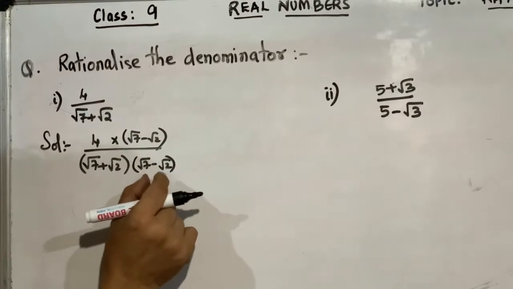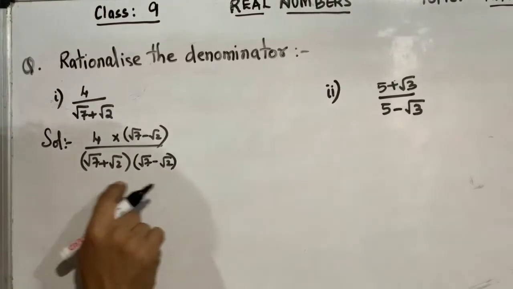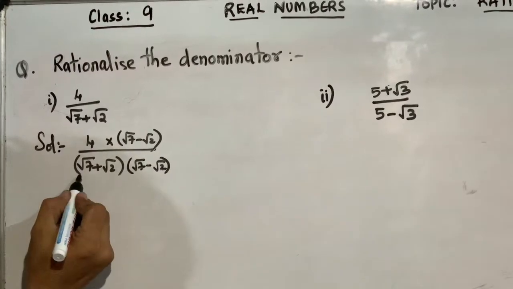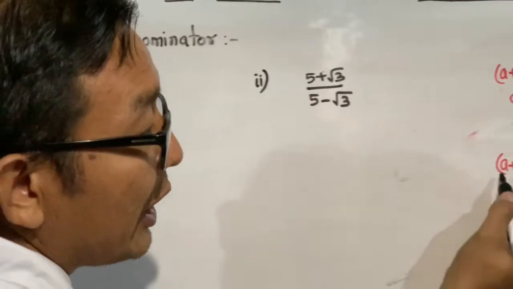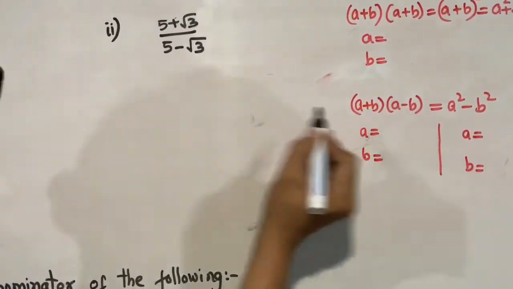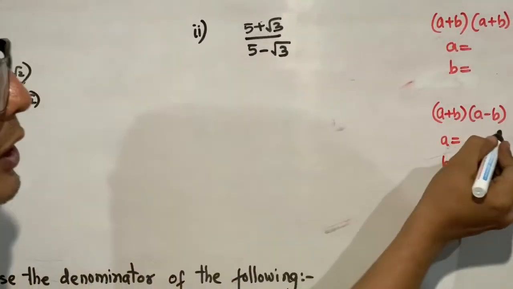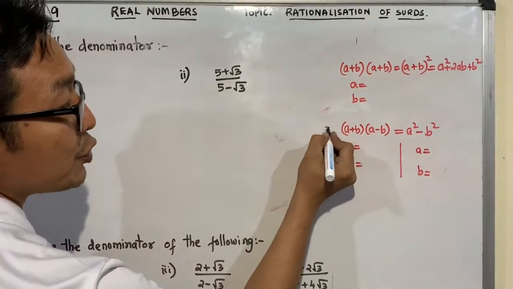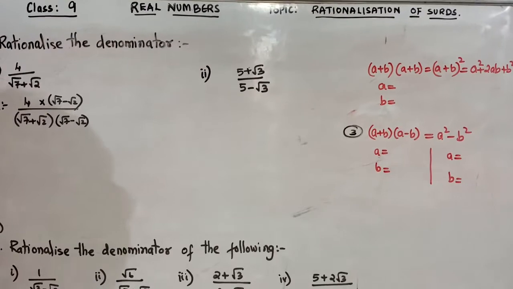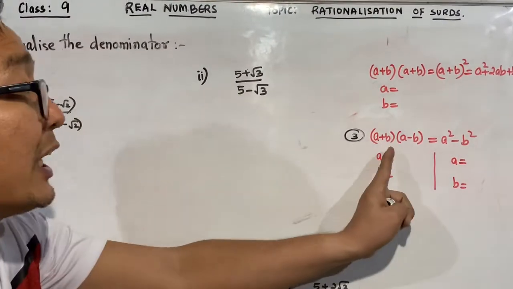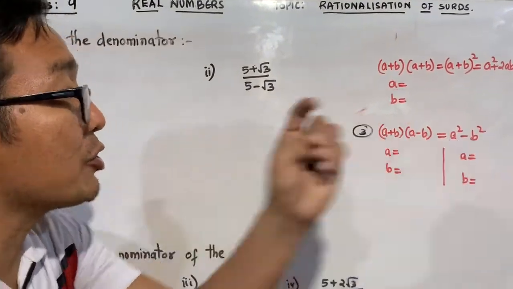Now the product is root 7 plus root 2 times root 7 minus root 2, which is of the form A plus B times A minus B. So what is the identity? The identity is A square minus B square.